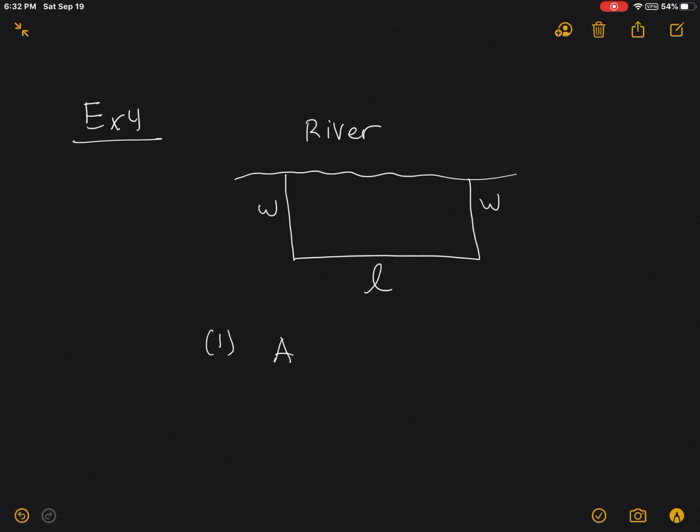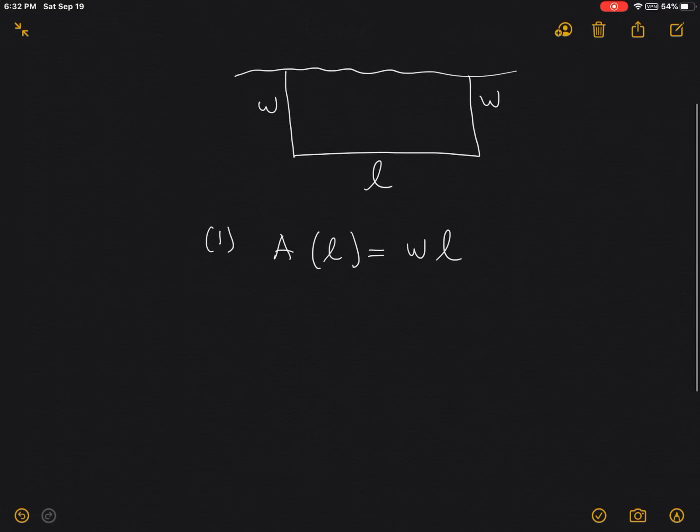Okay, so you are asked to maximize the enclosed area. So area as a function of, I don't know, let's call it L, is equal to width times L. So this time I'm going to put it as a function of L. Doesn't matter which variable you pick. And the amount of fencing that this farmer has is 1,000 feet. So we're going to say 2W plus a single L is equal to 1,000.